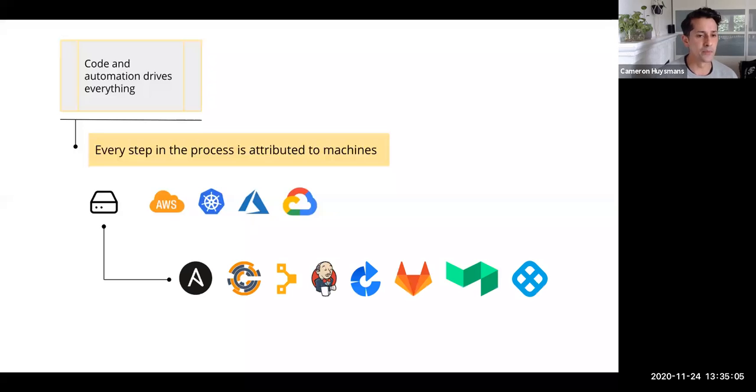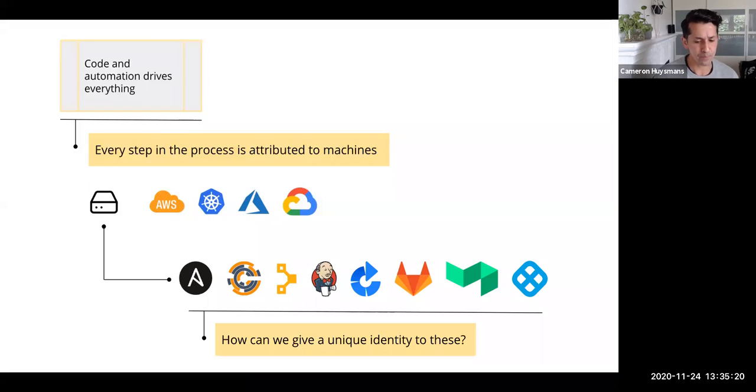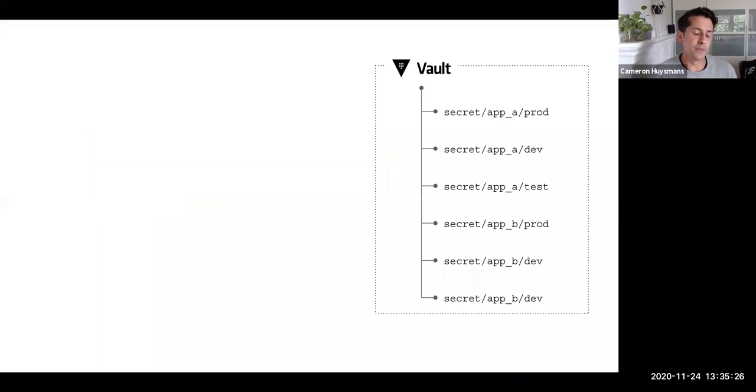The challenge becomes, or the problem becomes harder when we drill a bit further into those machines. Maybe on that machine, we might be running a config management tool. Maybe it's a CI/CD tool, right? All of them need to still have some sort of unique identity. The question is, how can we get a unique identity to these systems? At this point, we might introduce Vault into the picture, right?